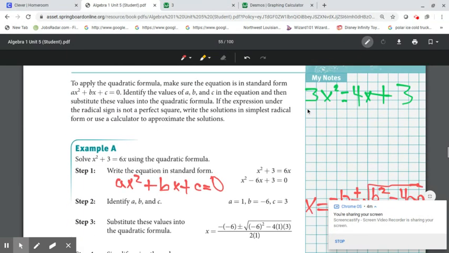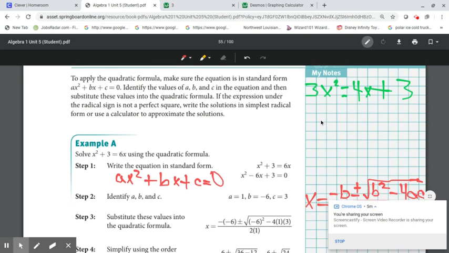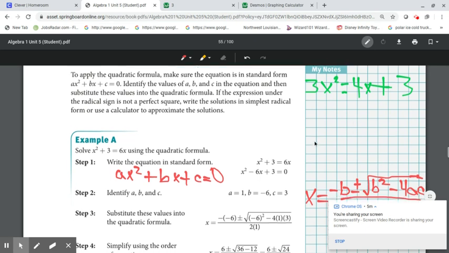All right, so to apply the quadratic formula, you are going to make sure the equation is in standard form first. You're going to identify your a, b, and c, which is a is your coefficient of the x squared, b is your coefficient of x, and c is your constant. And then you are going to substitute these values into the quadratic formula. All right, from there, we're going to simplify and determine the exact solution and also the decimal solution.